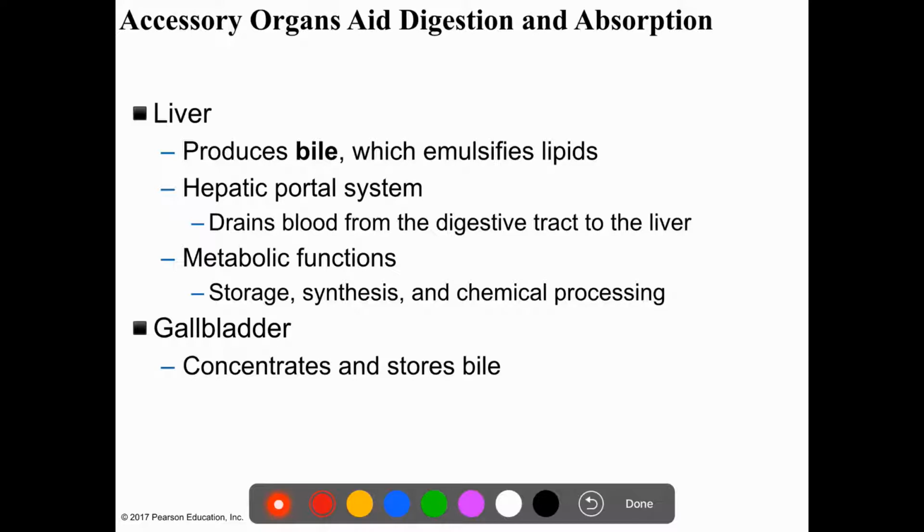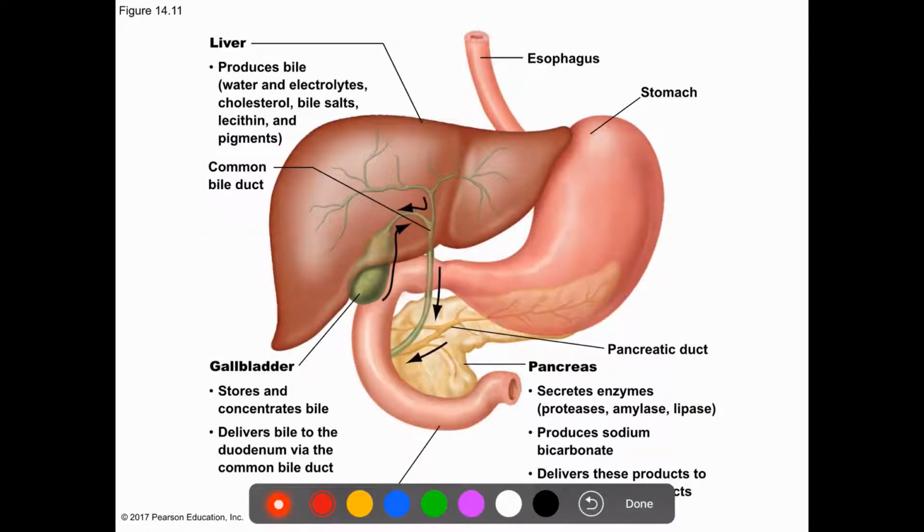The other accessory organ is the liver. The liver produces the bile. Okay, this is the liver. It's responsible for producing the bile. And the bile is very important because it helps in digesting lipids.